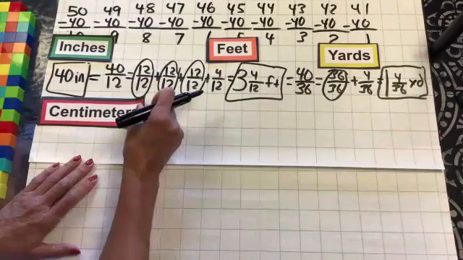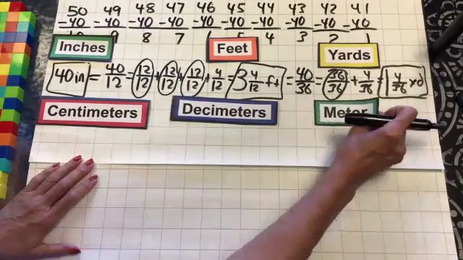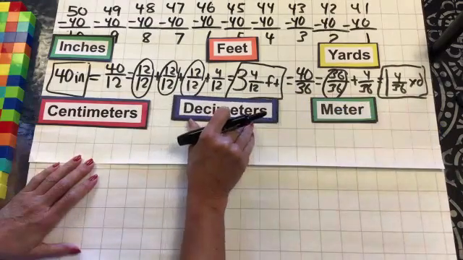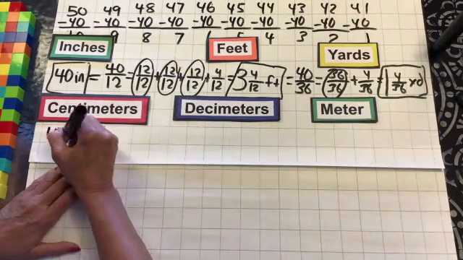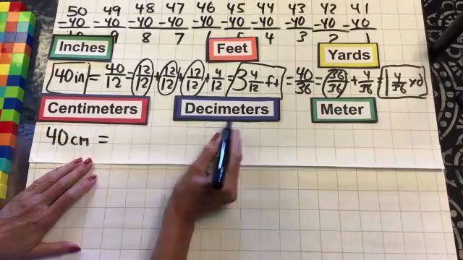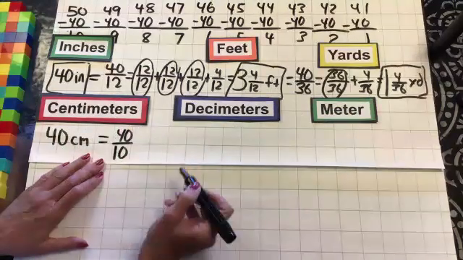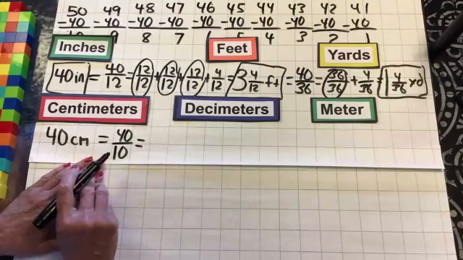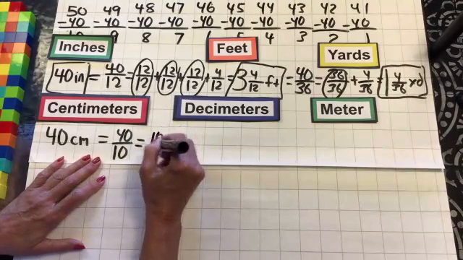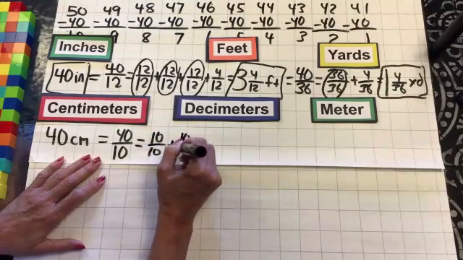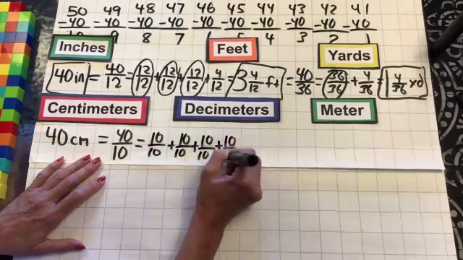Let's go on to metric, linear measurement. Here we go. Centimeters, decimeters, and meters. I have 40 centimeters. I know it takes 10, so I'm going to put it over 10. So I have 40 tenths. And that's an improper fraction. So I'm going to break that apart to get a mixed number or a whole number. So I have 10 over 10 plus 10 over 10. That's 20, 30, 40. Boom.